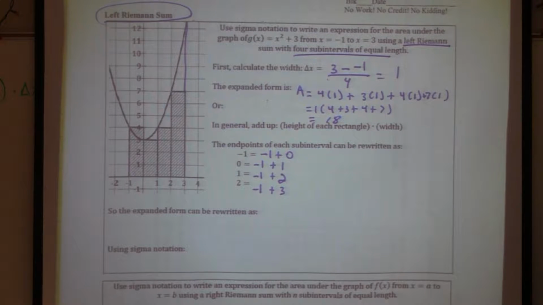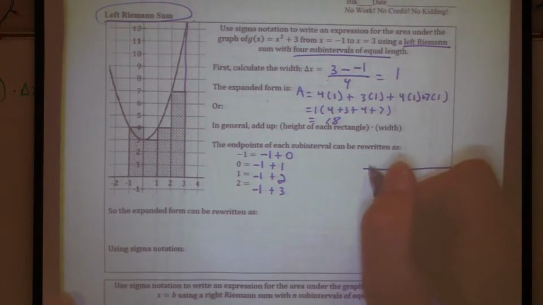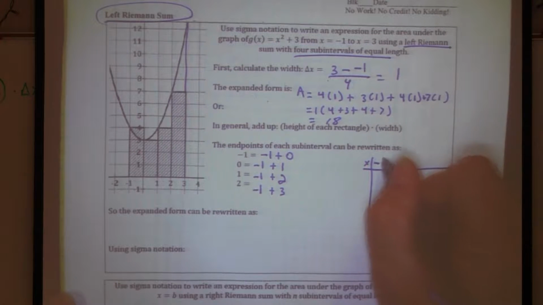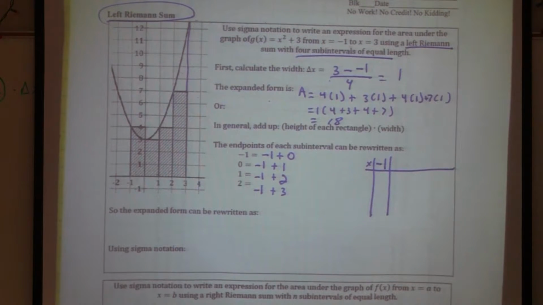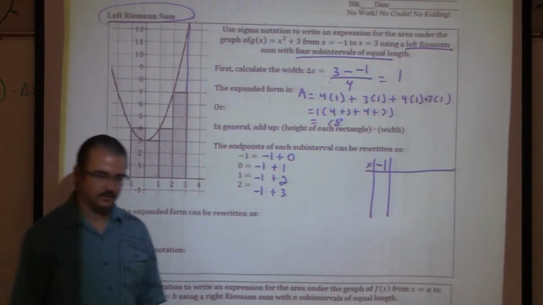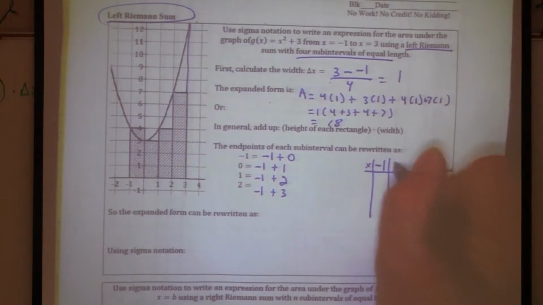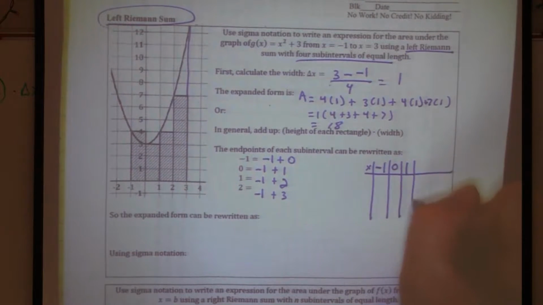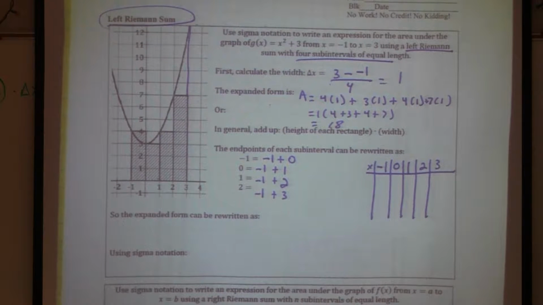The really easy way of doing this is by making a table and putting your starting value. So my starting value is what? -1. And then all you have to do is add the width. So what was my width here? 1. Right? So I would say -1 plus 1, 0, plus 1, plus 1, plus 1, 3. And I stop there. Why do I stop at 3 on it?